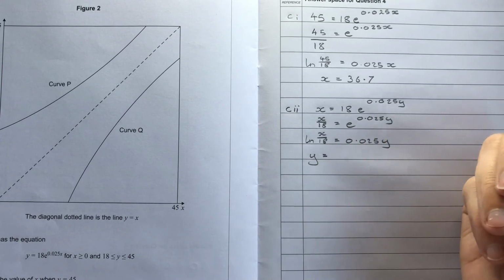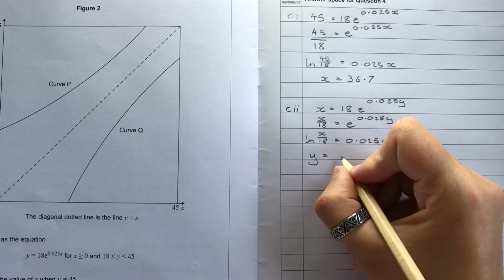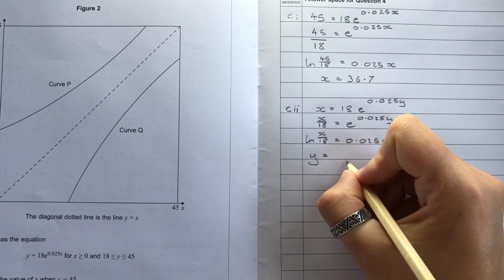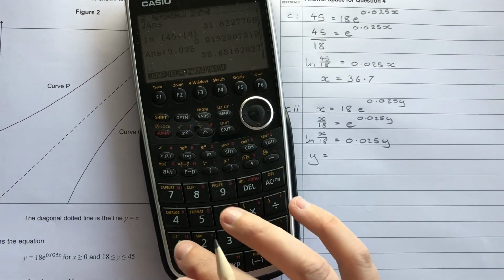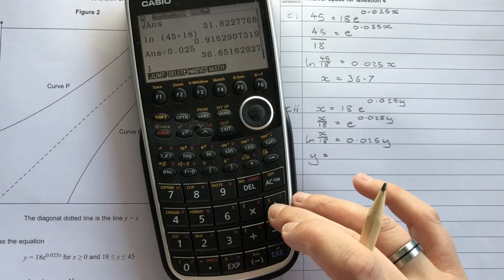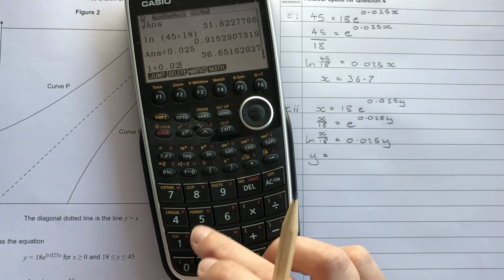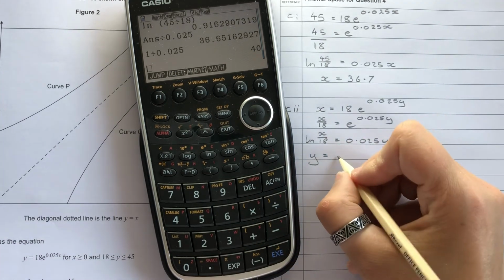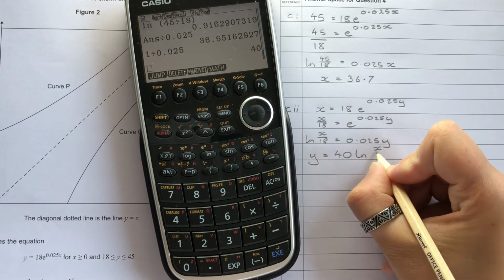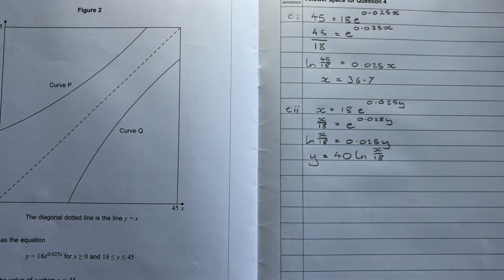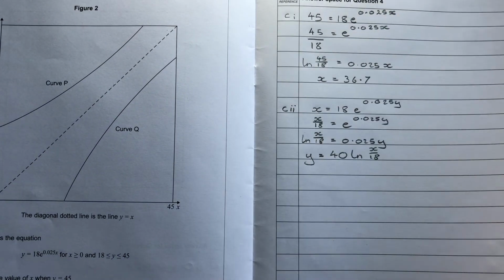if we turn that into something nicer, ln x over 18 divided by 0.025. Then we've got y as the subject of the equation. And that's it.